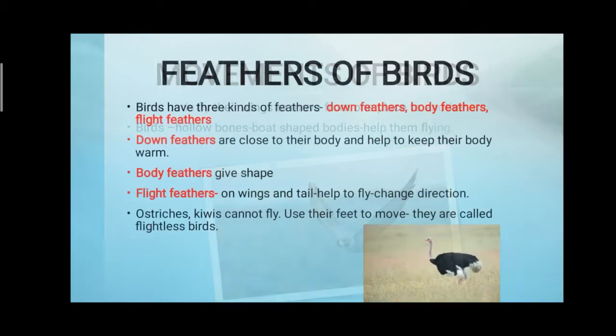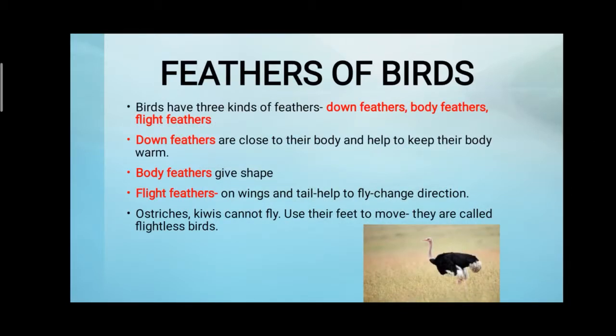Now we are going to learn about the feathers of the birds, and separately about the parts. First, feathers of the birds. There are 3 kinds of feathers: down feathers, body feathers, and flight feathers. I'm repeating again: down feathers, body feathers, and flight feathers.